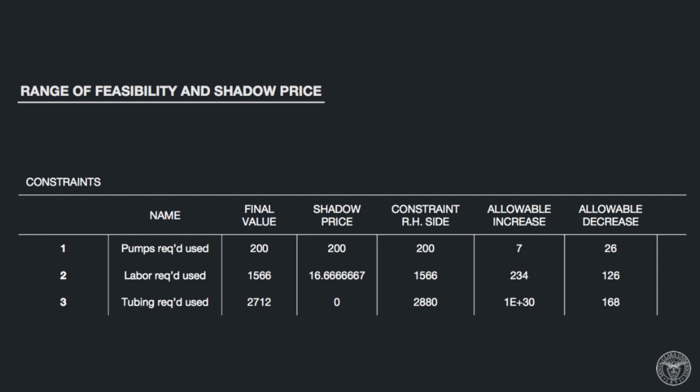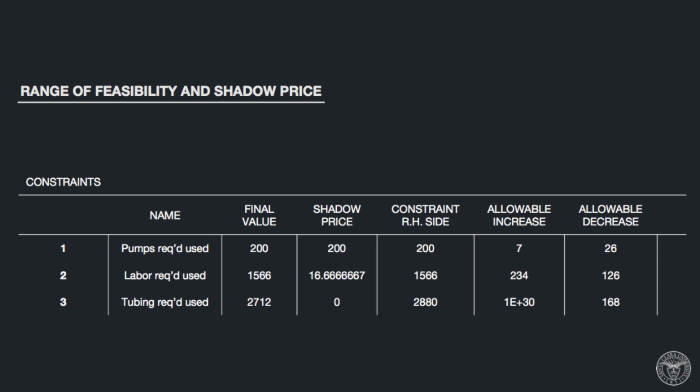Look at the three constraints. We have the pumps, the labor, and the tubing. We have current right-hand side values of 200, 1,566 for the labor, and 2,880 for the tubing. We also have the current left-hand side values, the final values, for those three constraints. We have 200 for the pumps, 1,566 for the labor, and 2,712 for the tubing.